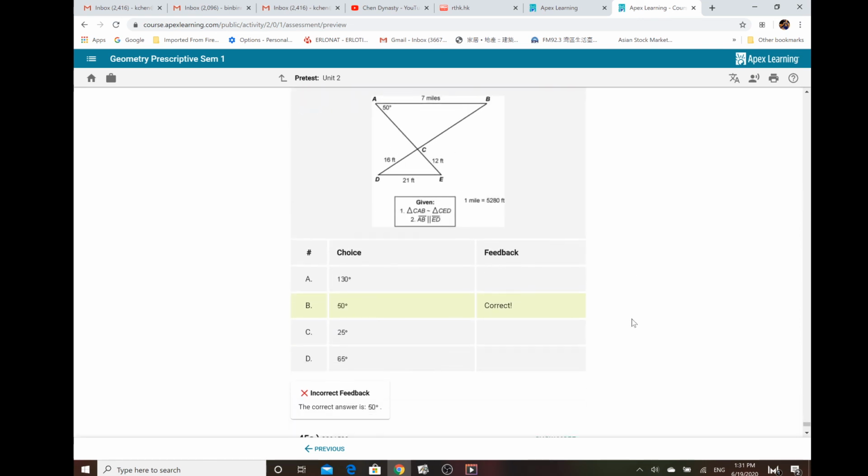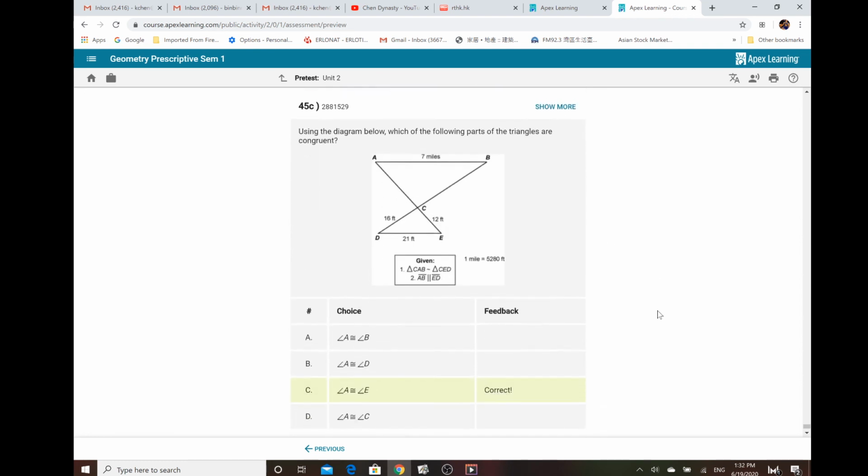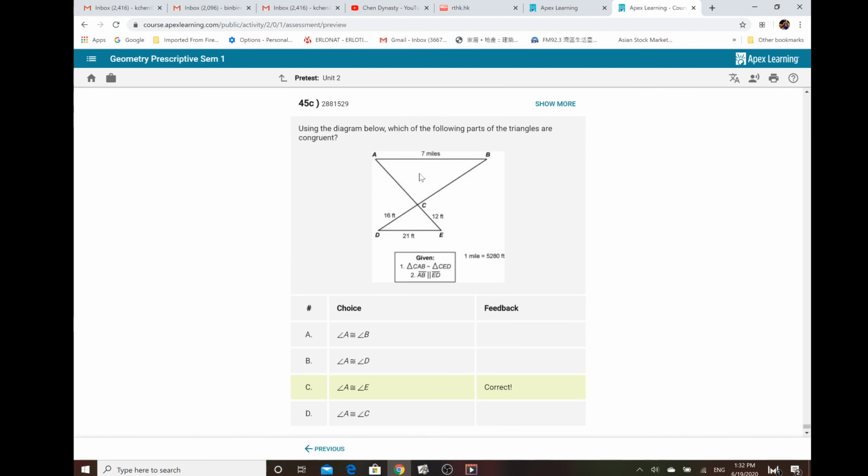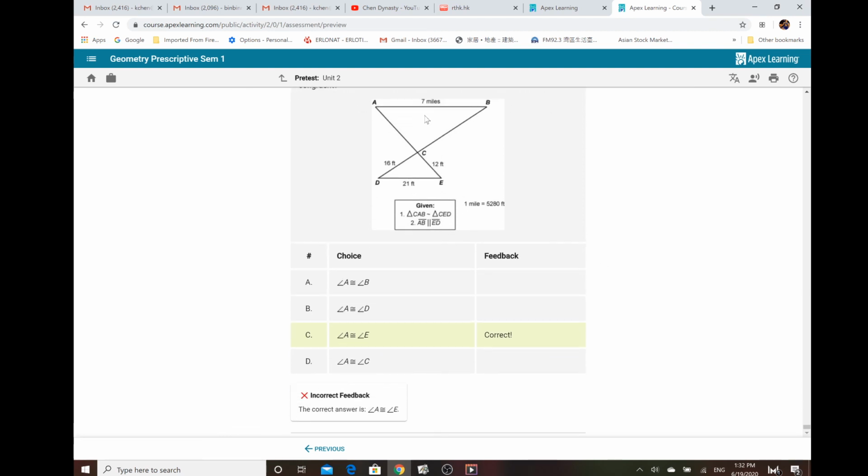So here's another one, quite similar. Triangle CAB is similar to triangle CED, and segment AB is parallel to segment ED. So AB is parallel to segment DE, so that means these two angles are considered corresponding. Well, not corresponding, they're called alternate interior angles. So angle A is 50, so that means angle CED is also 50. So here's another situation. Angle A is the same as angle E, alternate interior angles, because AB is parallel to segment ED.